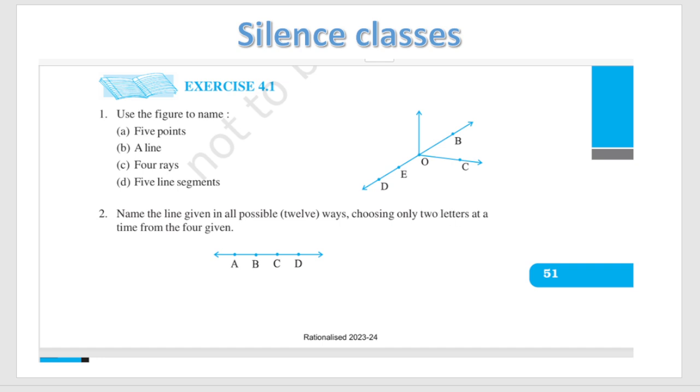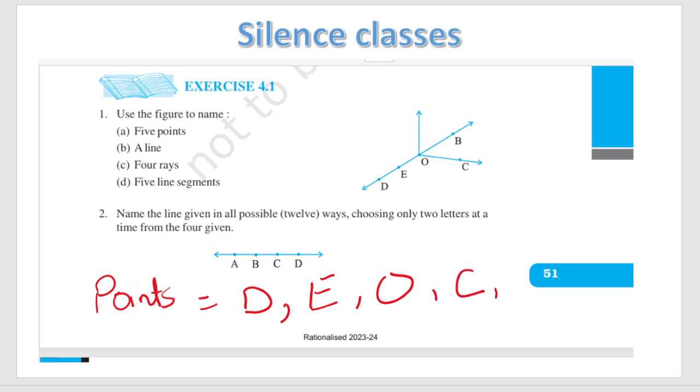So what we will write down is points D, E, O, C, B. All these are points, and we can check: 1, 2, 3, 4 and 5. All the 5 points we have marked over here.